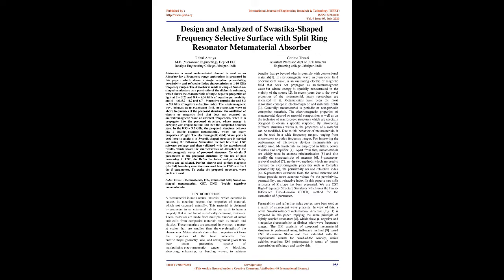The absorber is made of coupled Swastika-shaped conductors as a patch on the side of the dielectric substrate, which shows the characteristic of single negative properties at 2.25 and 8.99.36 GHz of negative permeability, 4.6, 5.76.7 and 6.79 negative permittivity, and 8.3 to 9.3 GHz of negative refractive index.